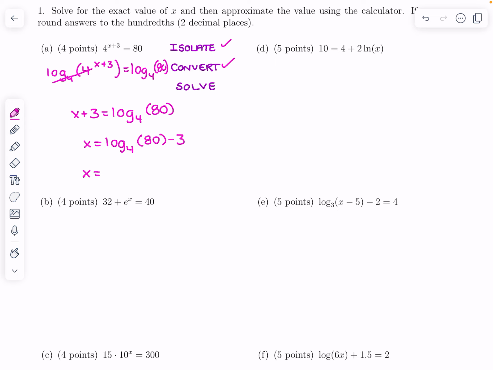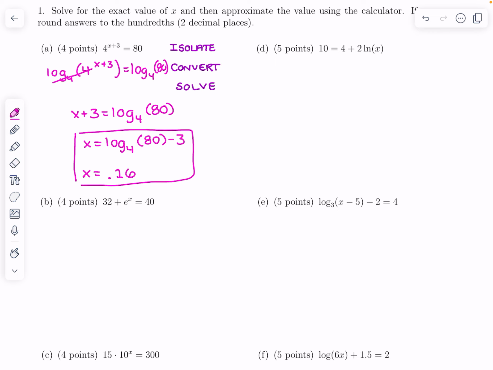So I'm going to grab my calculator, use math alpha A. We'll change it to log base 4 of 80 minus 3. Rounding to 2 decimal places, it's 0.16. There's an exact answer and a rounded answer. So we isolated, we converted, and we solved.